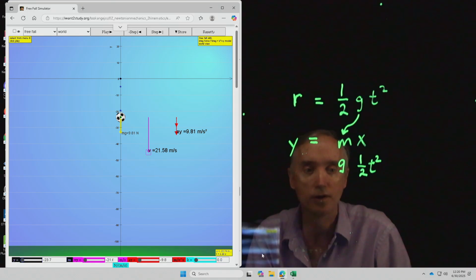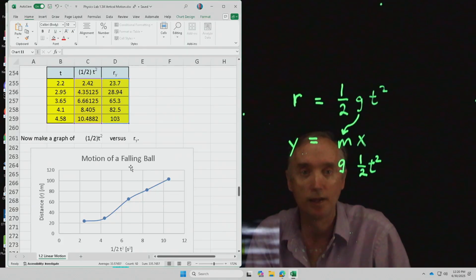So we're going to make a graph, and I went ahead and did it for you here. And so here's a graph of time that I got, and then these were the, now I had to take my t and square it.